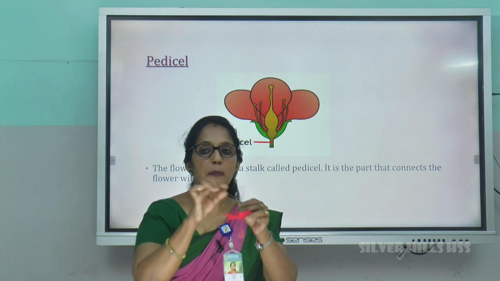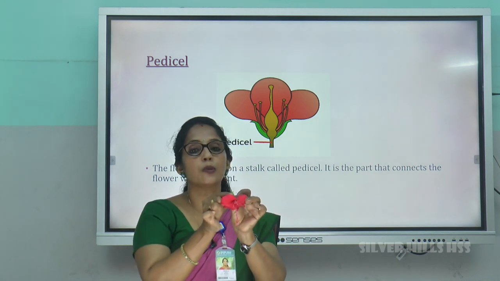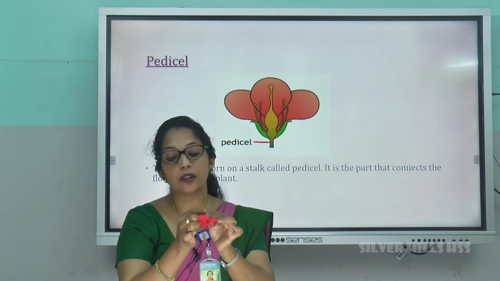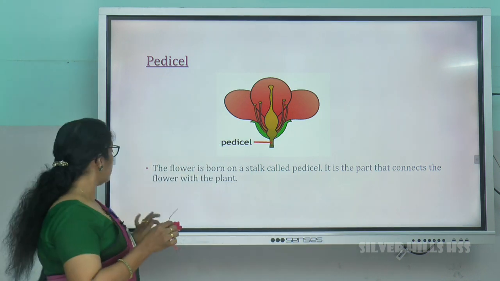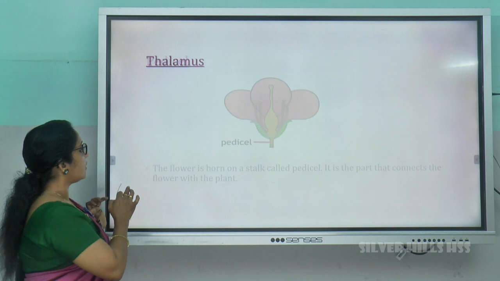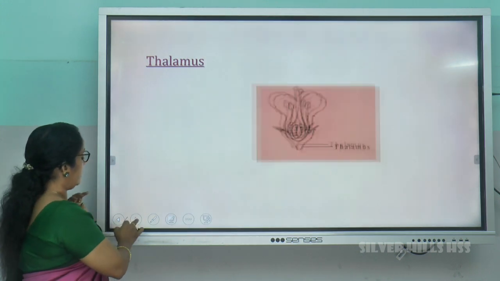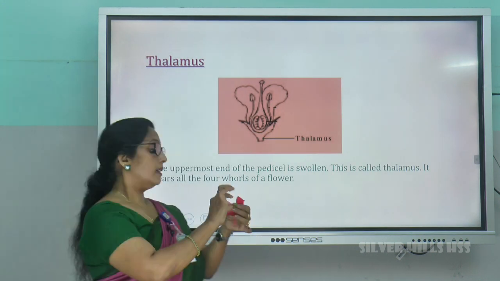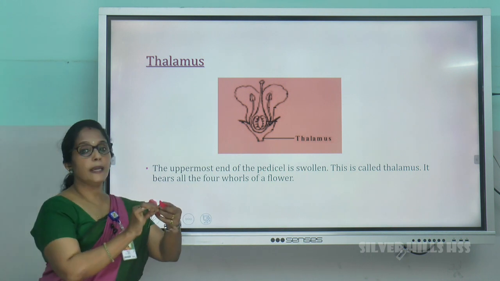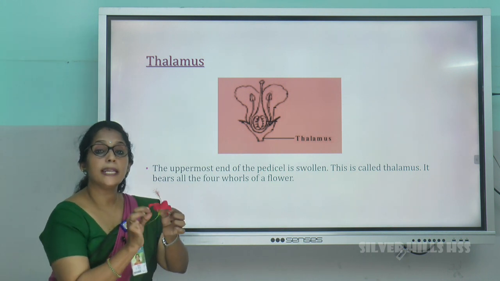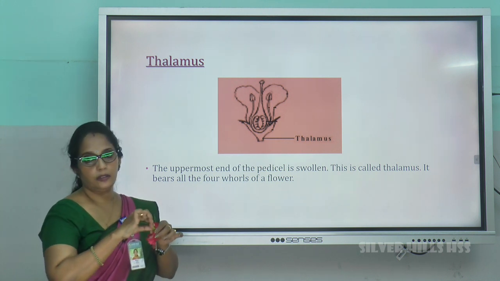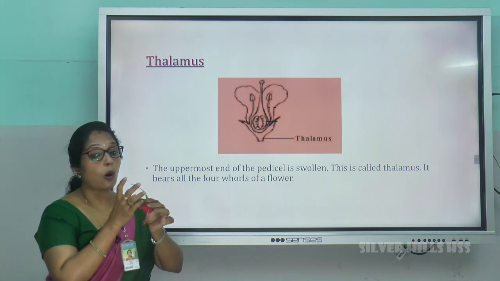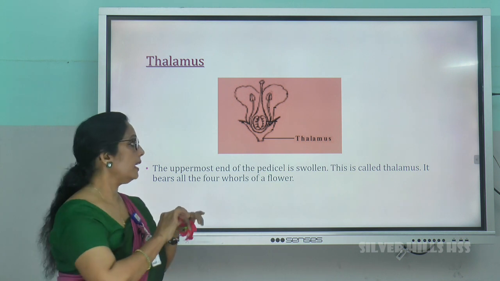We have studied pedicel. Now you can see a swollen end at the top of the pedicel. This swollen end is called thalamus. What is the function of thalamus? It bears all the four whorls of a flower. Thalamus bears all the four whorls of a flower.